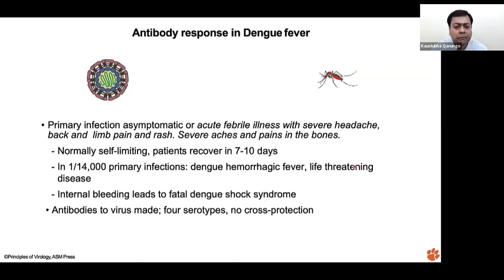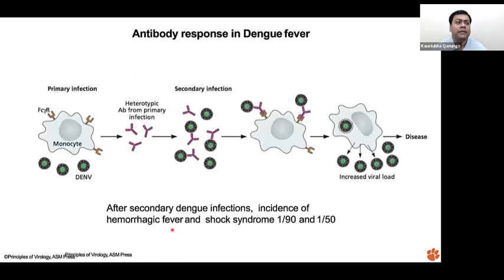But when you have the first dengue infection, you make antibodies to the virus, and there are 4 serotypes, dengue 1, 2, 3, 4. There is no cross protection between them. So you can be infected by dengue 1, then dengue 2, later dengue 3. It can happen. You will be infected, but there is a problem in that step.